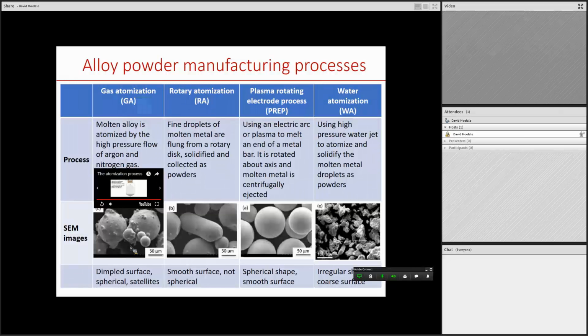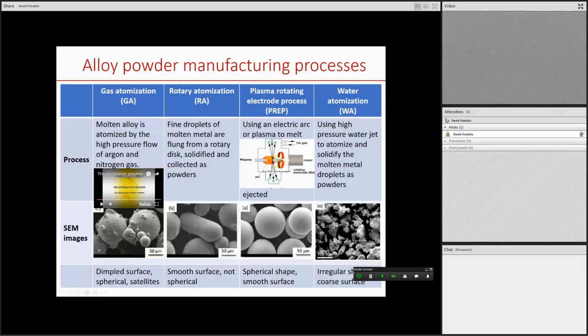And the plasma rotating electrode process. We use an electrode arc or plasma to melt one end of the metal bar, and the metal bar is actually rotating about its longitudinal axis. So the molten metal is ejected from that bar. Here's a schematic. You see a plasma is hitting the bar. Then it's also rotating with the motor.